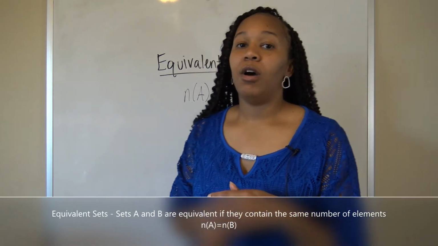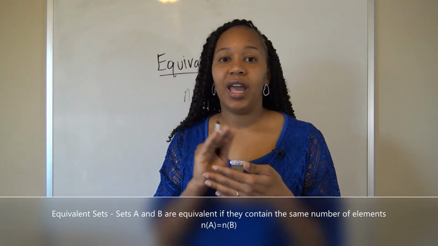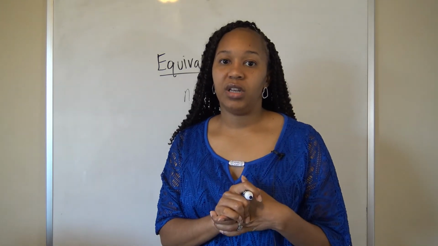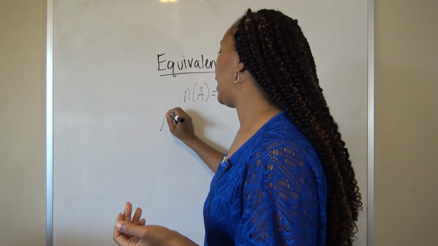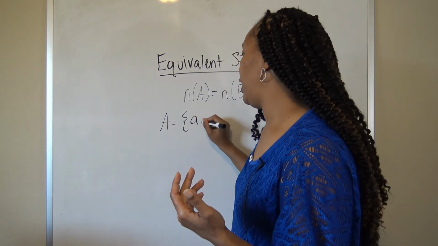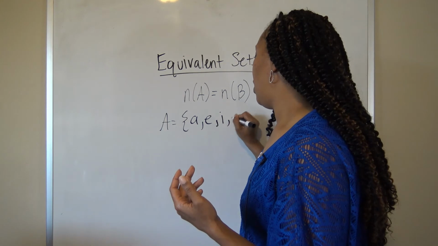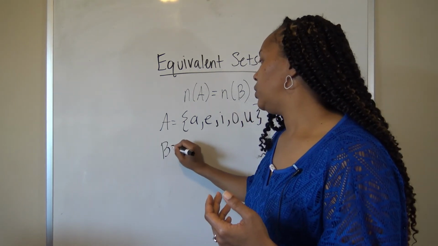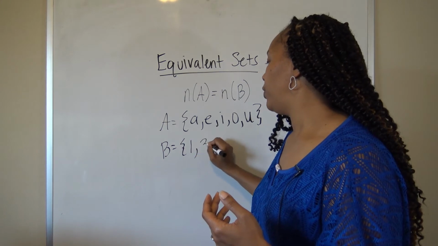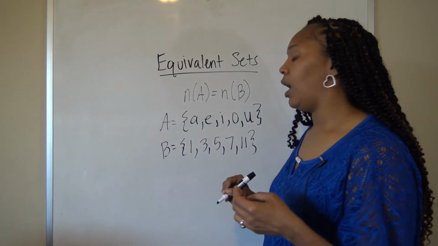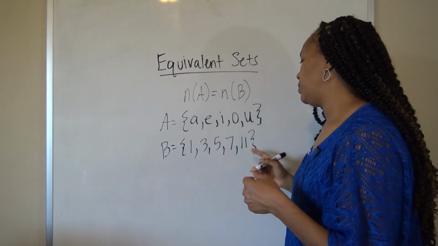Alrighty. Now that means that you can create a one-to-one correspondence between each set. For example, let's say A was equal to the set of vowels, which are A, E, I, O, and U, and say B was equal to the set 1, 3, 5, 7, and 11. That's your odd natural numbers up to 11.